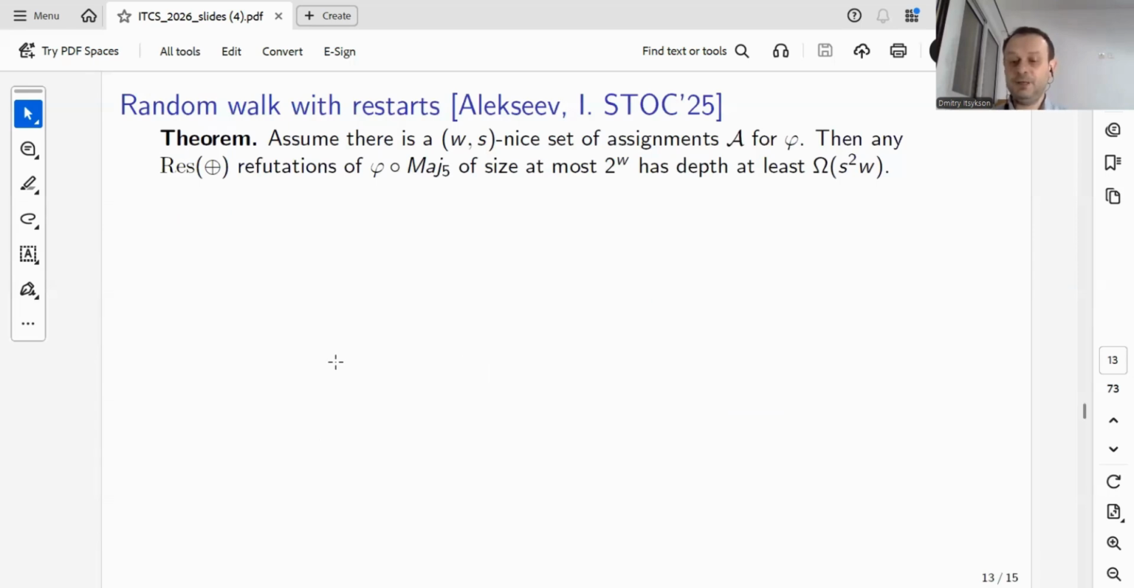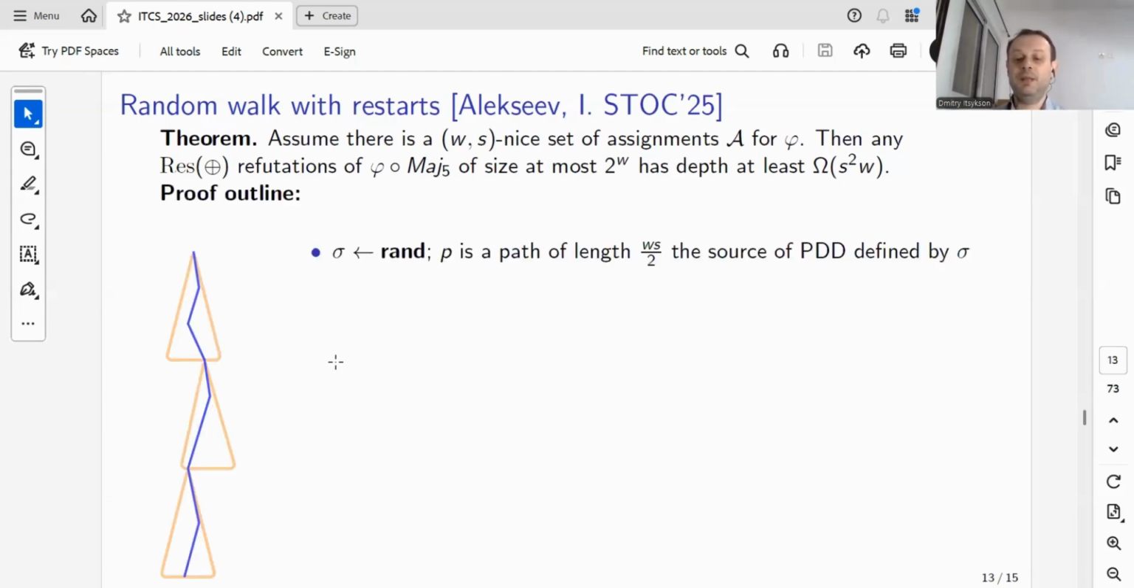The method is called random walk with restarts. Consider a parity decision dag of the lifted formula. We assume that its size is at most 2 to the W, and our goal is to prove a lower bound on the depth. We consider a random full assignment sigma of the lifted variables. Then we consider a path P from the source of the dag of length WS over 2. Each time we traverse an edge, we ensure that the equation written on that edge is satisfied by sigma.